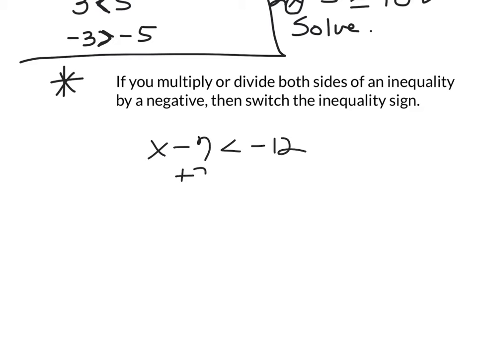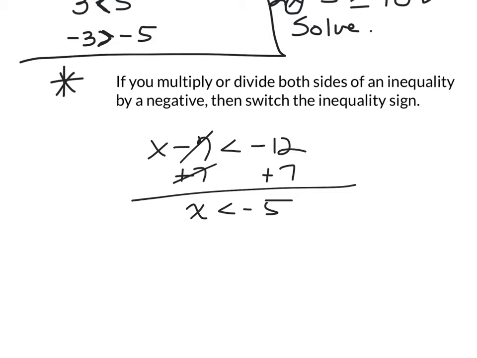Am I flipping an inequality sign? No, because I didn't multiply or divide both sides by a negative, right? So no, I'm not. So the negative 7 and the positive 7 cancel, and the x is by itself. That's what we were trying to do. And negative 12 and plus 7 is negative 5. So I get x less than negative 5.